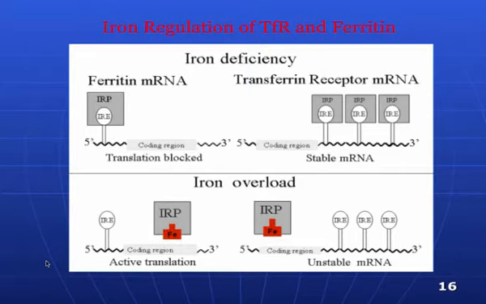Here we go. Transferrin receptor, iron deficiency. So let's take a step back and say, in iron deficiency, let's say a cell has low iron. What do you want to make, more or less transferrin receptors? More.